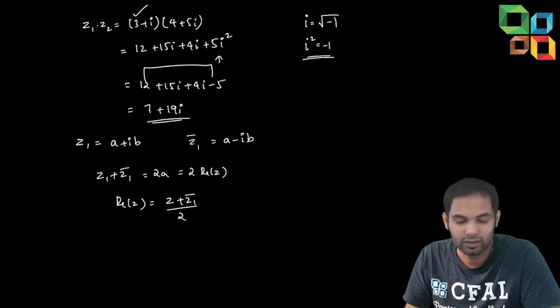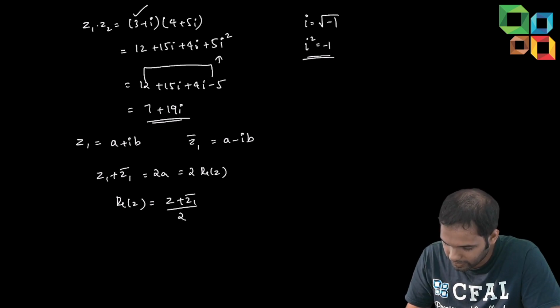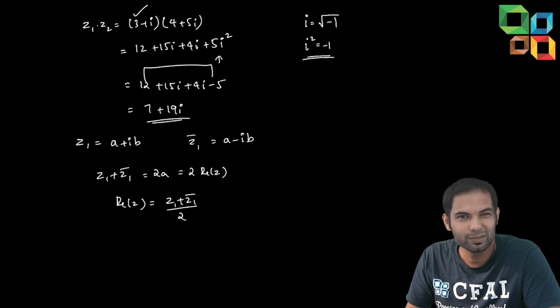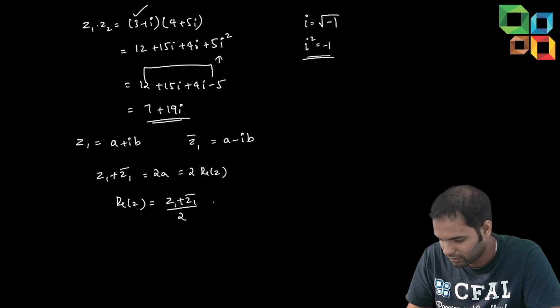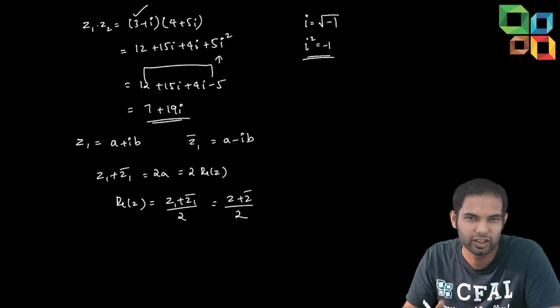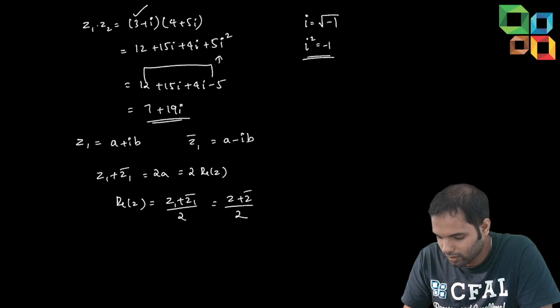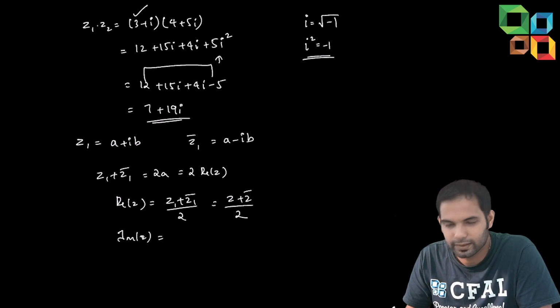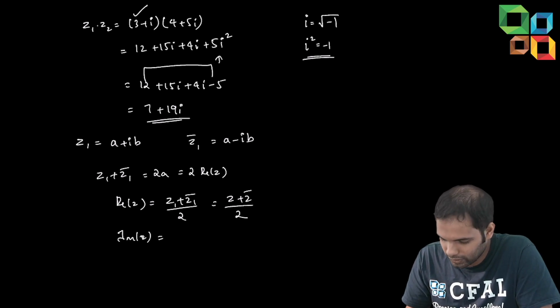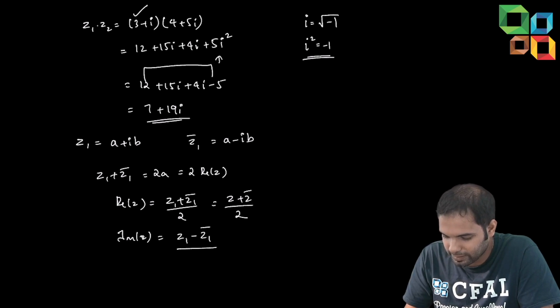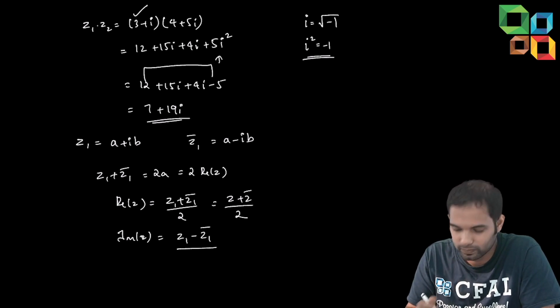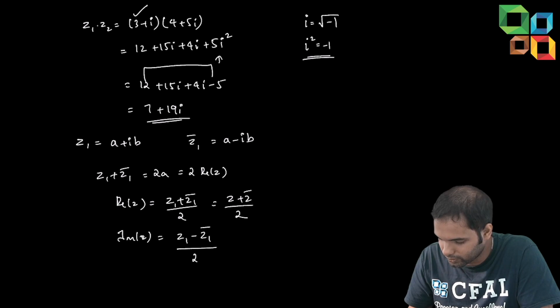Sorry, I've written z1 everywhere, so let me write z1. The real part is z1 plus z1 bar by 2. In general, for any complex number, you can ignore the z1 and write it like this. Then what would be the imaginary part? Yes, you have guessed: just subtract them. So z1 minus z1 bar. If you subtract them, you can see that a and a get cancelled. Divided by 2, I'll do.